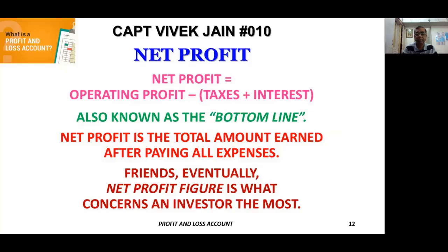Finally, we come to net profit, and this is what most of the investors should be interested in. Net profit is operating profit from which you remove the taxes payable to the government or interests in case any loans have been taken. And this net profit is also known as the bottom line of the company. Net profit is the total amount earned after paying all the expenses. Friends, that is what I said. This is the figure in which we are most interested in as an investor.